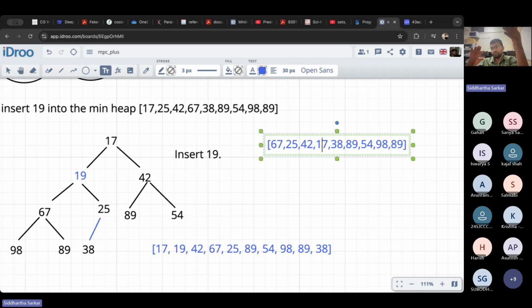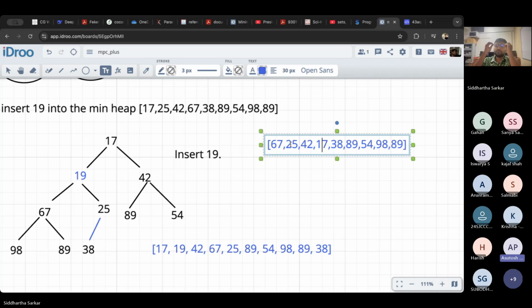Because in a min heap, the smallest number should come first, as is depicted here. And in a max heap, the largest number should come first. But I think your question is how you insert elements into an empty heap and maintain the heap property. I think that is what you are trying to ask. Am I right? No, sir. My question is that in this scenario, can we make it a min heap? No, we can't do any such thing.